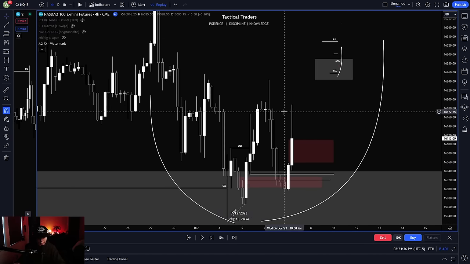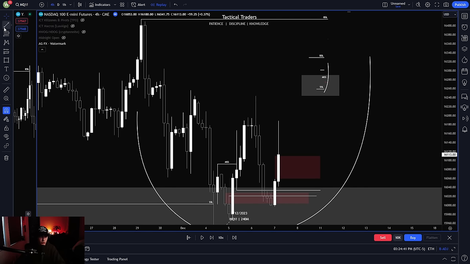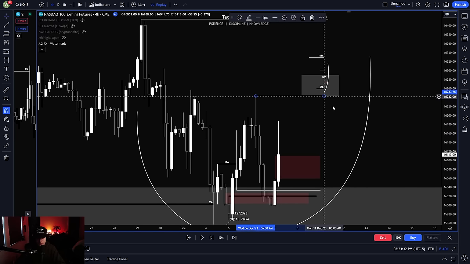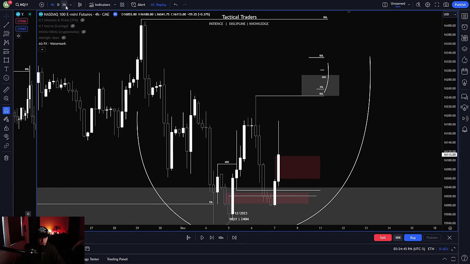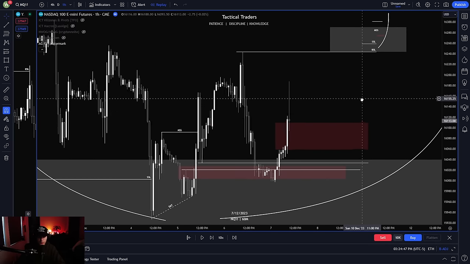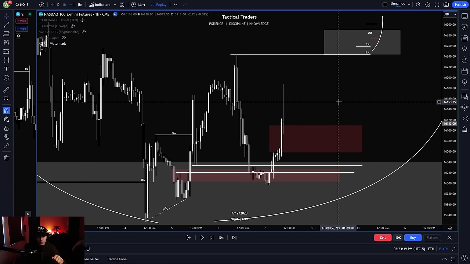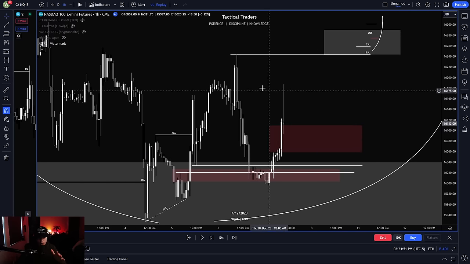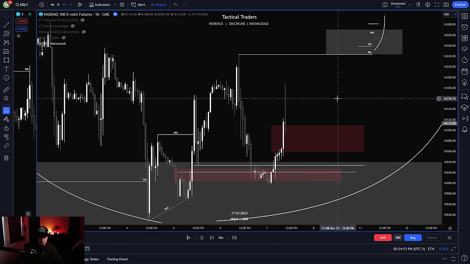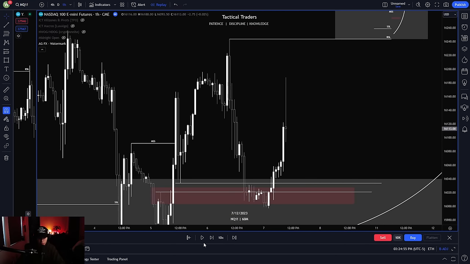So if I am looking at this chart right now, and if I'm going into the day, what becomes my draw on liquidity? This recent high becomes my draw on liquidity. This now becomes my buy side. So how could I trade this? I zoom in. What am I looking for now? I have my idea of what the draw on liquidity is, understanding the bigger time frame buy model. Now what am I looking for?